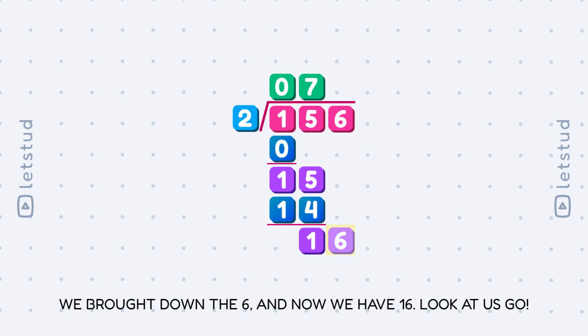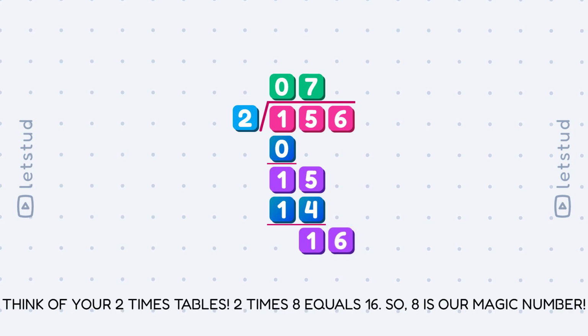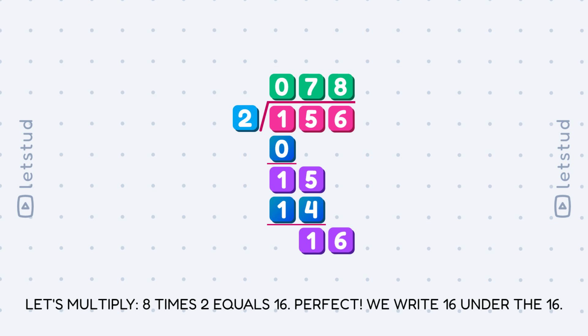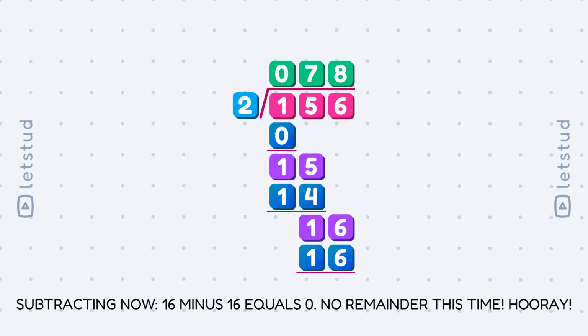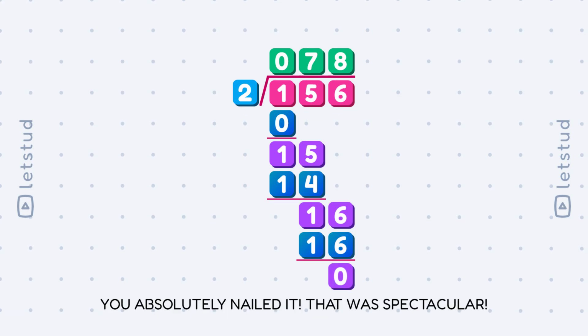Look at us go. Think of your 2 times tables. 2 times 8 equals 16, so 8 is our magic number. Let's multiply. 8 times 2 equals 16. Perfect, we write 16 under the 16. Subtracting now. 16 minus 16 equals 0. No remainder this time, hooray. You absolutely nailed it. That was spectacular.